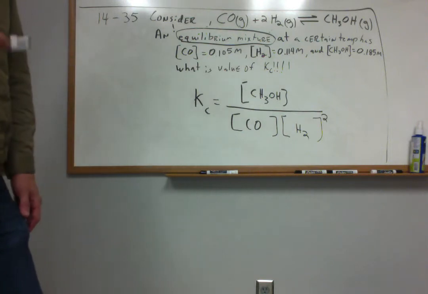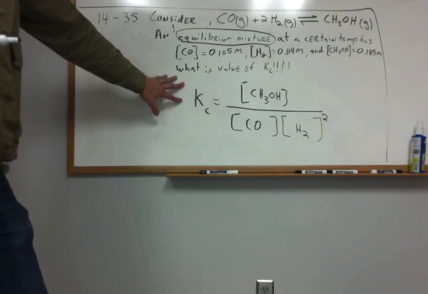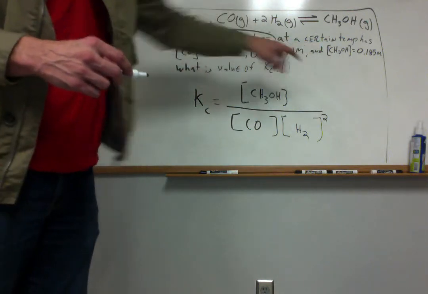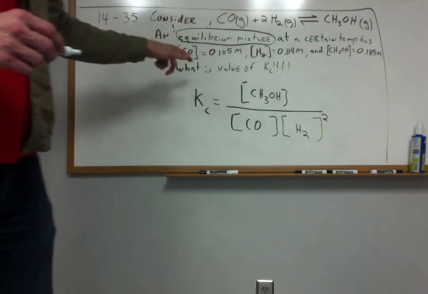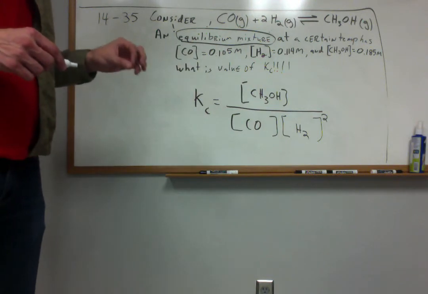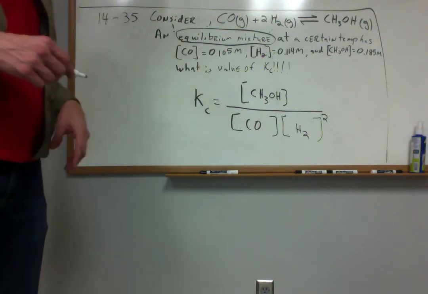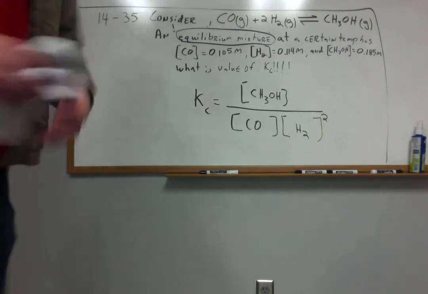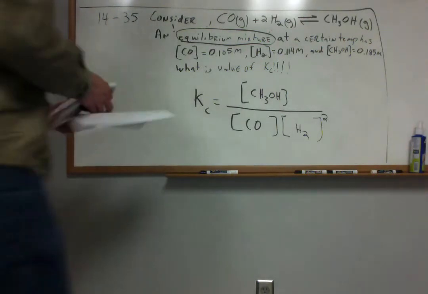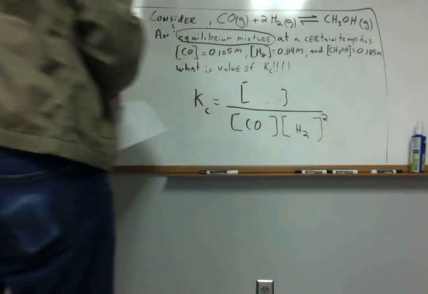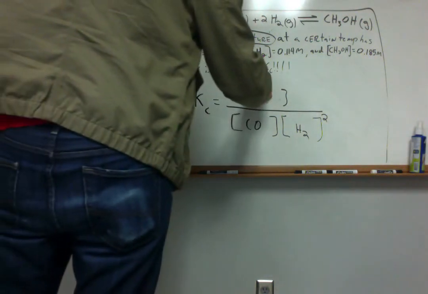So really this problem, after we get to this point, is simply plug and chug, because these numbers are all molarities for an equilibrium mixture, okay? That's the key wording to look for, equilibrium mixture. If you're given equilibrium amounts, you can plug them in and solve. So to finish this off, all we need to do is plug in the molarity for the methanol, which we were told was 0.185 here.